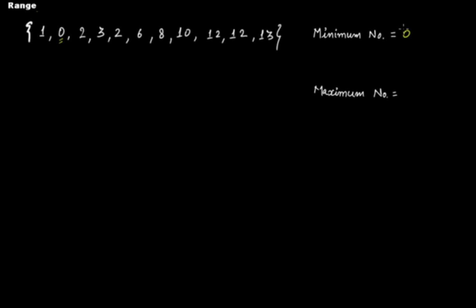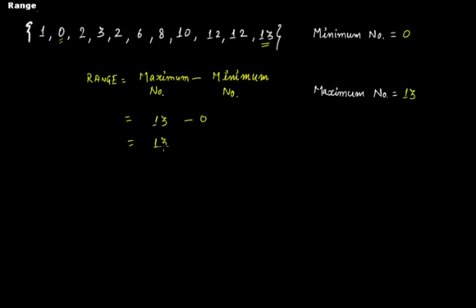So you'll write 0 here. And in this data set, the maximum number is 13. Okay. And you'll write 13 here. Now you have to calculate range. So range will be maximum number minus minimum number. So this will be 13 minus 0 equals 13.